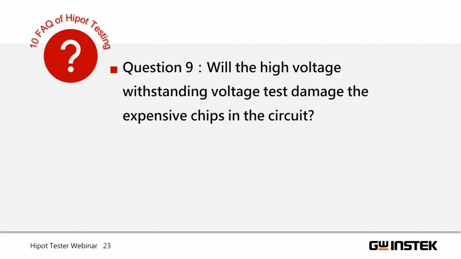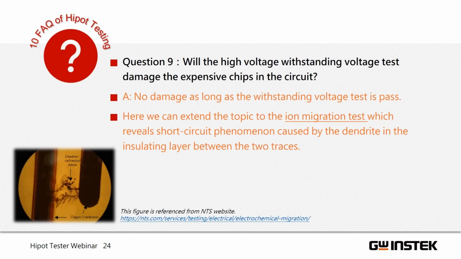Question 9. This is a special question. Will the high voltage withstanding test damage the expensive chips in the circuit? There will be no damage as long as the withstanding voltage test is passed. Based on this question, there is a related topic we can talk about. In the microscope photo, it shows two copper conductors short-circuited due to dendrite debris. The debris is generated by the ion migration effect, which occurs in high humidity environments with voltage applied.